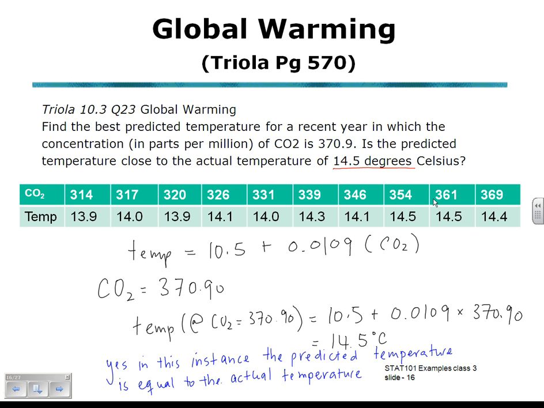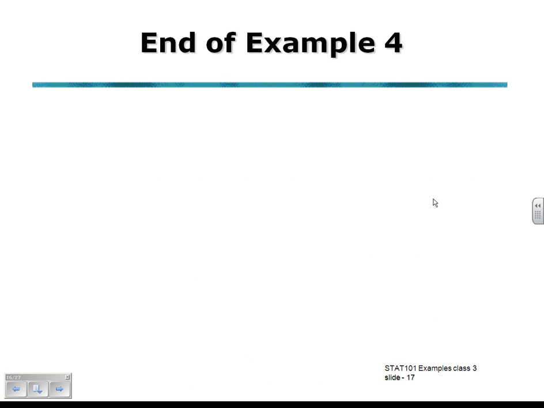And using this equation, we could predict the temperature using any other value of CO2 should we choose. And that is the end of the example on global warming, end of example 4.